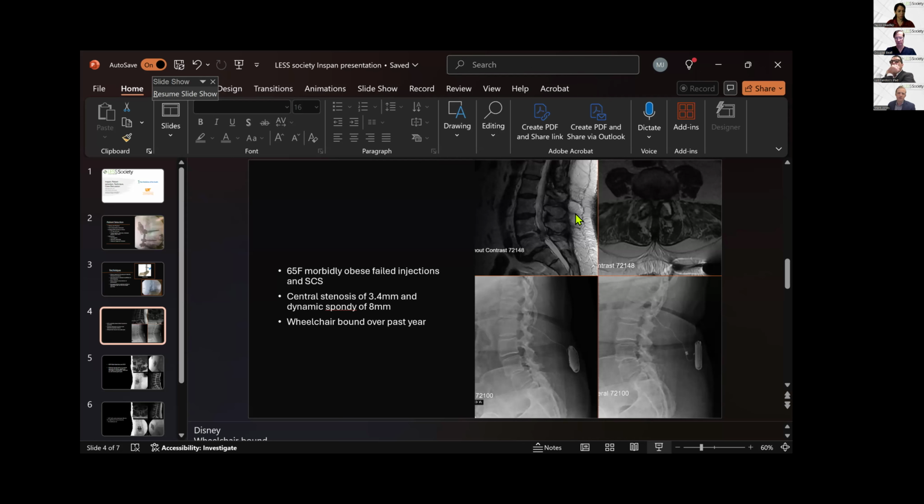And you can see the sagittal and the axial cuts up there. You can see definite severe stenosis, and then you can see the spondy at L4-5 in the bottom too as well.